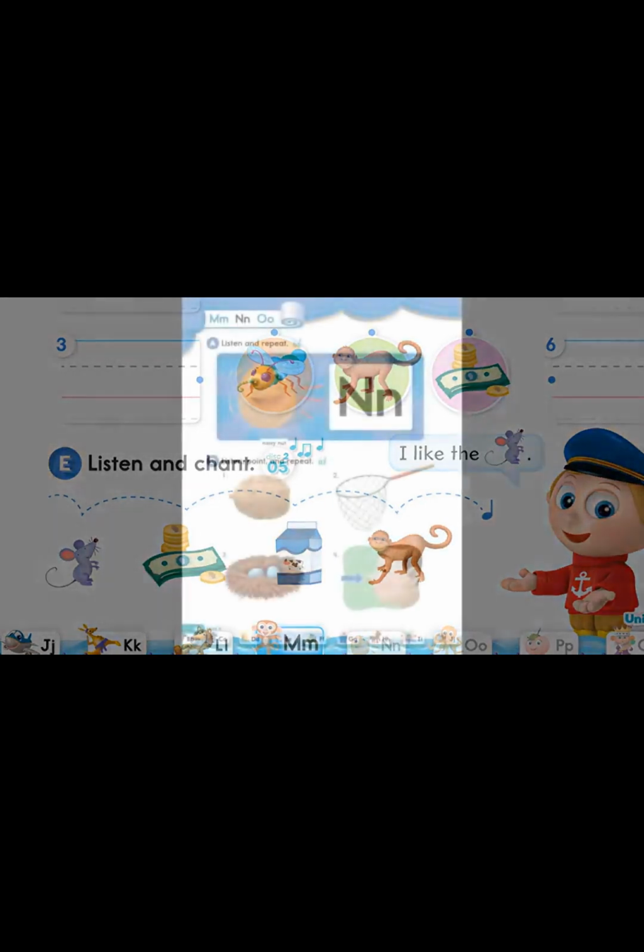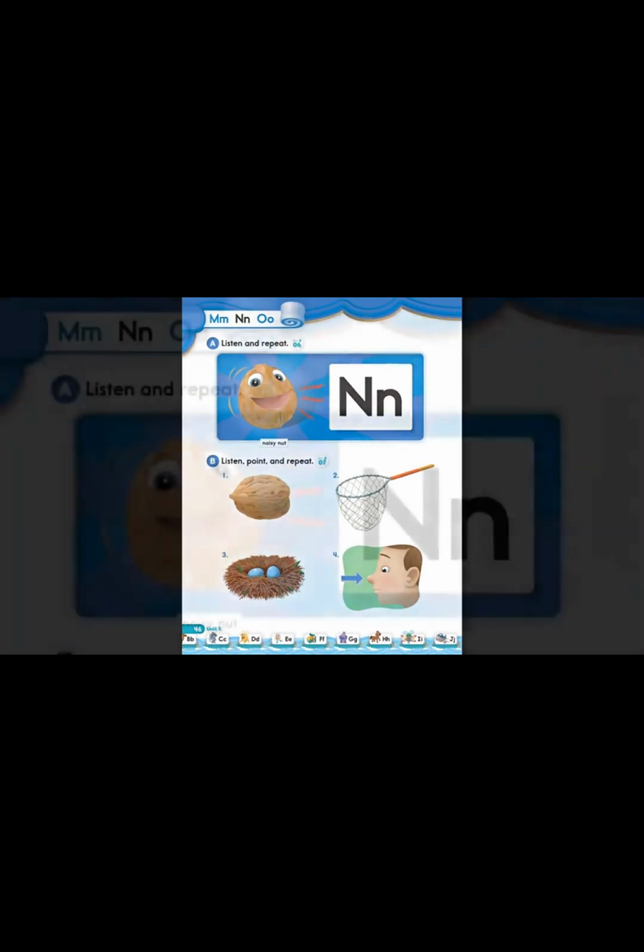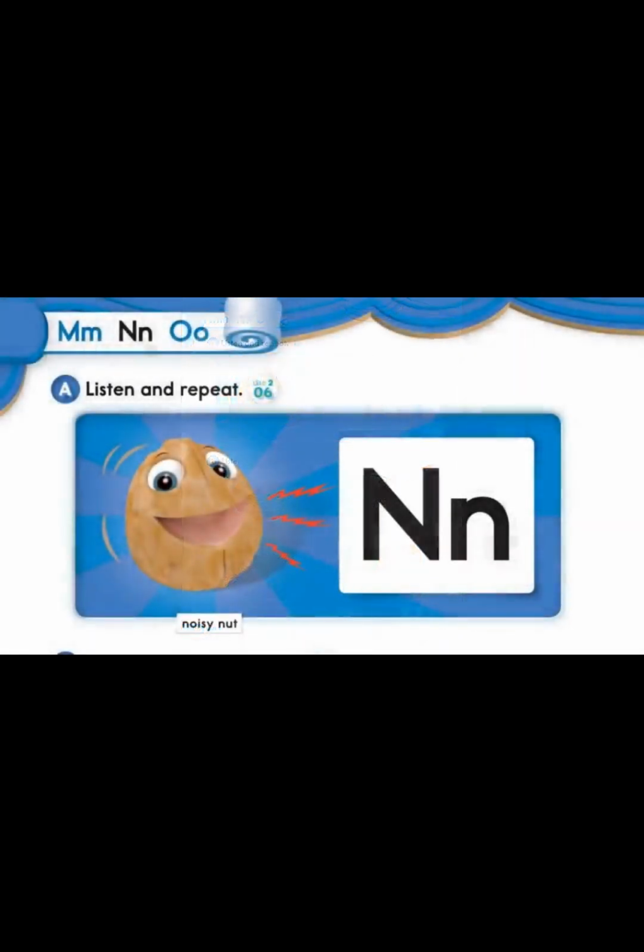Page 46. The letter N. A. Listen and repeat. Hello. I'm a noisy nut. N. This is the N sound. This is the letter N. N. N. Noisy nut. N. Noisy nut. What's the beginning sound? N. What letter is this?